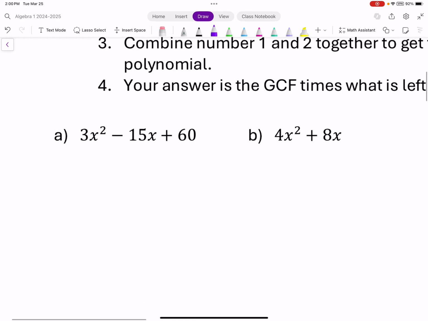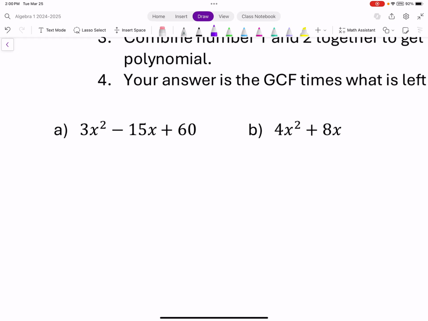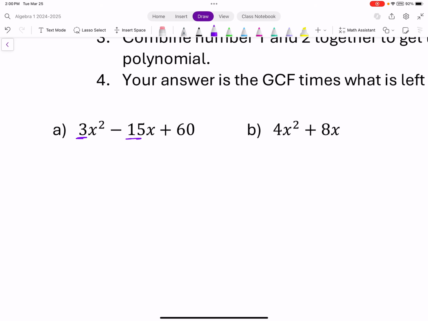So example A here, I have 3x squared minus 15x plus 60. You want your first term to be positive. So for the first 3, my first term is positive, so my GCF is positive. I'm going to look at the numbers first. So I have a 3, a 15, and a 60. The biggest number that I can divide those 3 by is 3. And then I'm going to look at the x's. The last term does not have an x, so there's no shared variable. So my GCF is only 3.